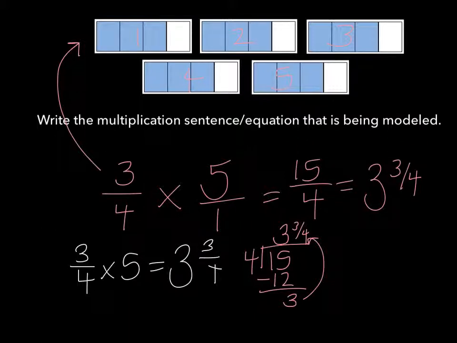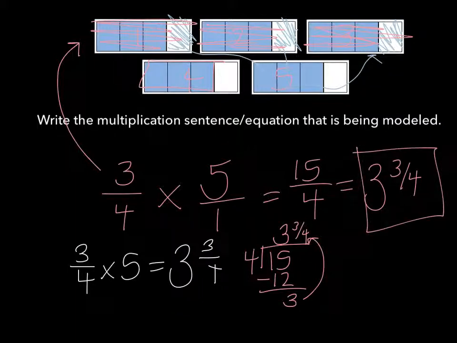And I could see this if I rearranged it in the problem. I could move this blue piece to fill up the first rectangle. I can move the second blue piece to the second rectangle, and this third one to fill up the third. So this would now give me a whole right here, 3 wholes total, and then 3 out of 4 pieces left, which is 3 3/4.